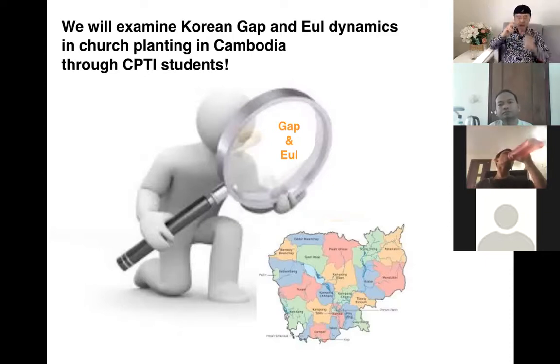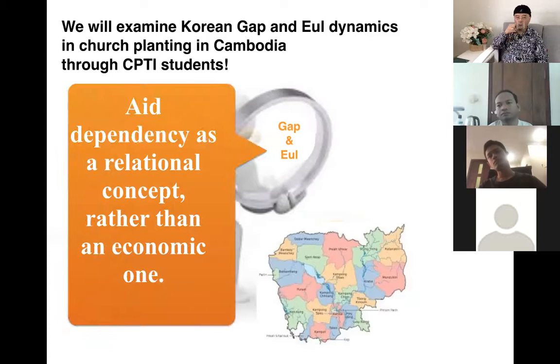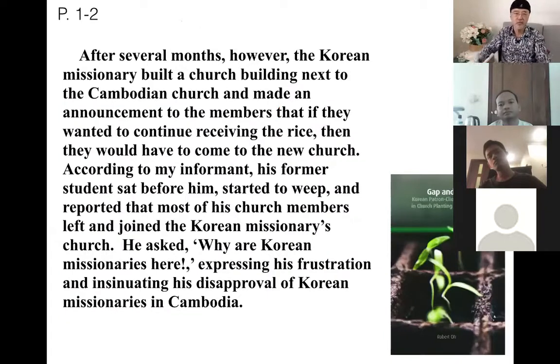But I'm most interested in what CPTI church plants have been doing so far. Aid dependency, not as a money concept, but as a relational concept rather than an economic one. So that's what I'm interested in with this class. And I want you to engage in research or at least write a research proposal on that.